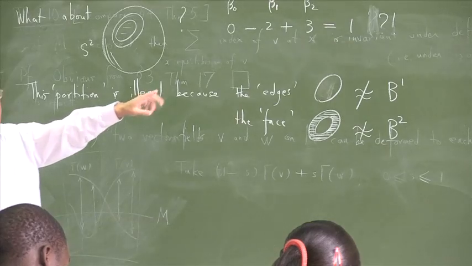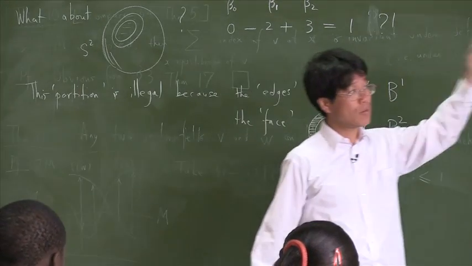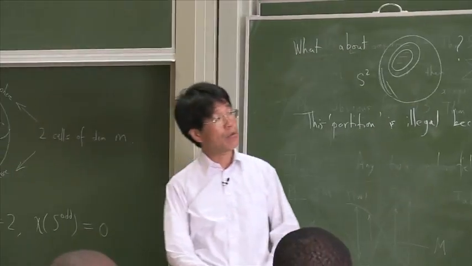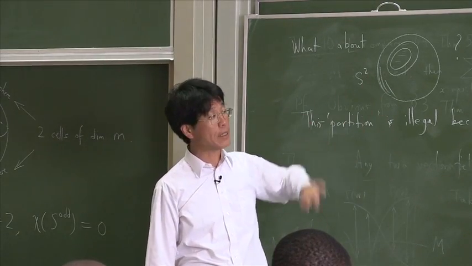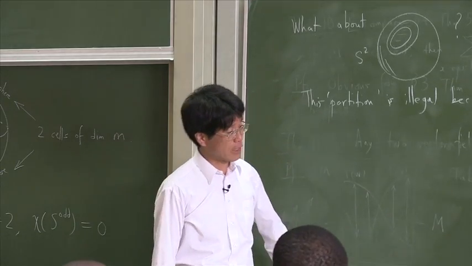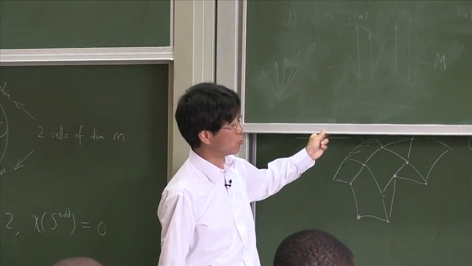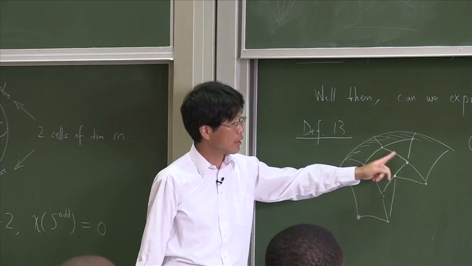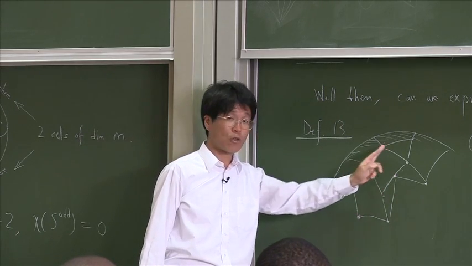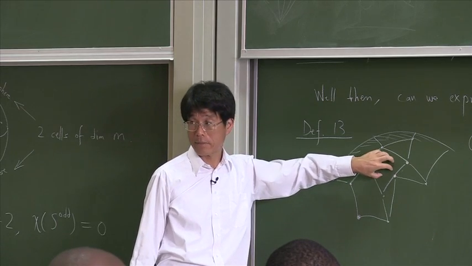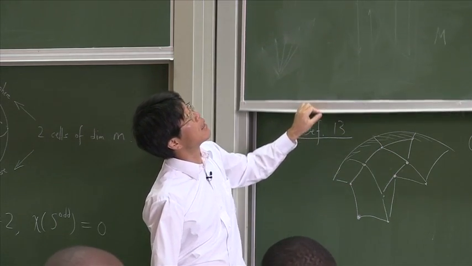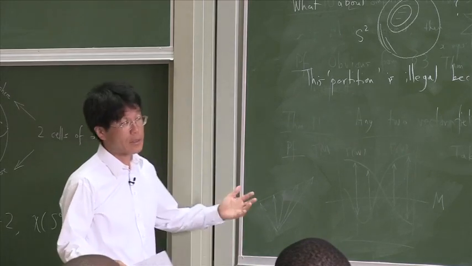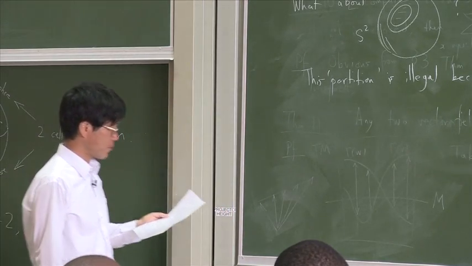When you partition to draw a network, you must make sure that every vertex is a point, every edge is topologically a segment, and every face is topologically a disk, and so on. Every face should be a ball of that dimension. For example, this face has corners and so on, but topologically it is a disk. If you draw an illegal partition, illegal network, then the numbers will come out wrong.